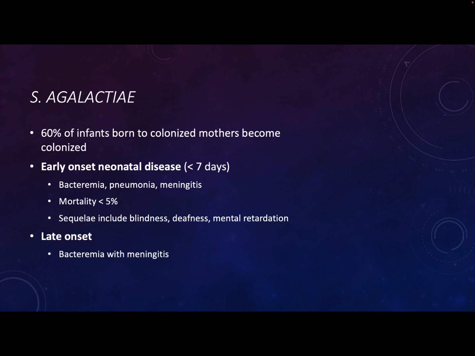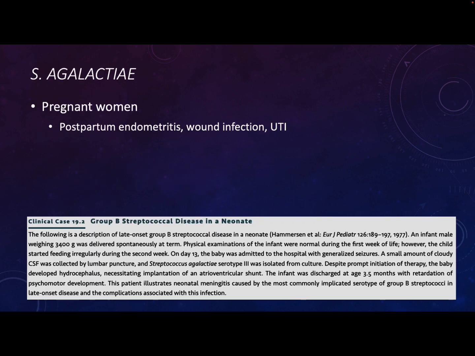If they develop disease more than 7 days after birth, that's considered late onset. Generally late onset is characterized by bacteremia with meningitis. We don't usually see it as pneumonia. And the risk would be the same, right? Maybe the infection will clear, but there's a big risk for neurological complications. Babies are just so sensitive. If they have meningitis, if they have inflammation surrounding the brain, that can cause a lot of complications.